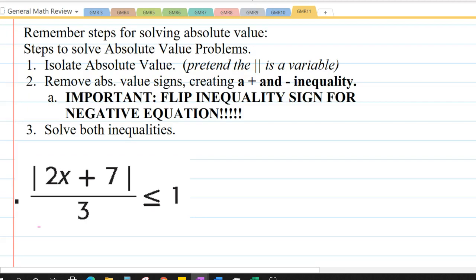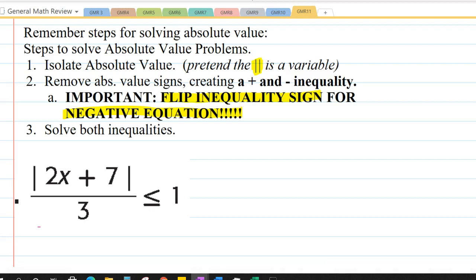Remember the steps for solving an absolute value. First, isolate the absolute value. You basically pretend that the absolute value symbol is a variable and solve for that. Then remove the absolute value signs, creating a positive and negative inequality. Now for inequalities, it's important to remember, flip the inequality sign for the negative equation. This is very, very important. Then solve both inequalities. Let's try this one.